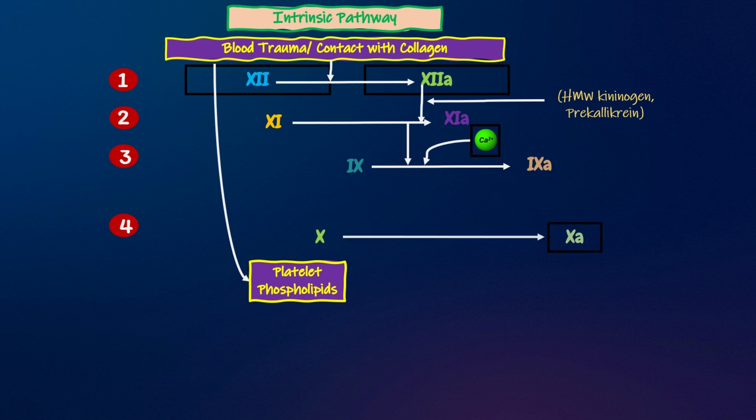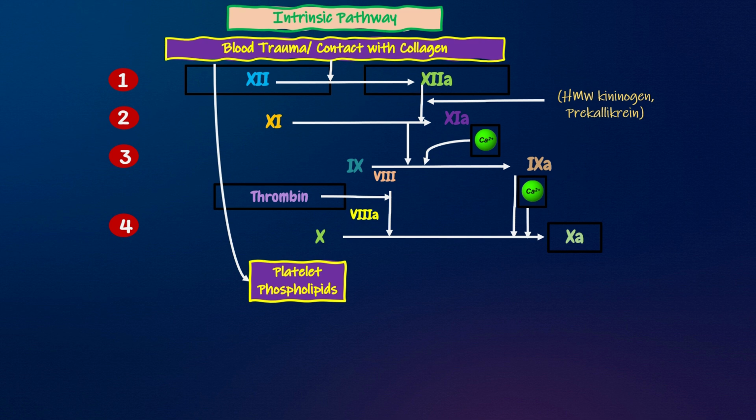In the fourth step, there is activation of factor 10 and the role of factor 8. The activated factor 9, acting in concert with activated factor 8 and the platelet phospholipids, and factor 3 from the traumatized platelets, activates factor 10. It is clear that when either factor 8 or platelets are in short supply, this step is deficient.